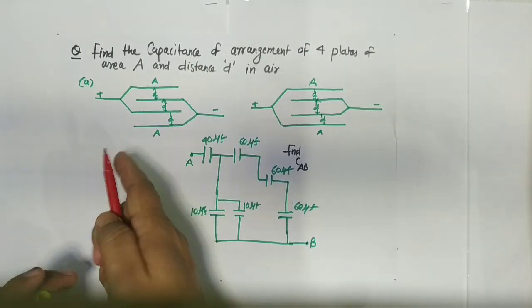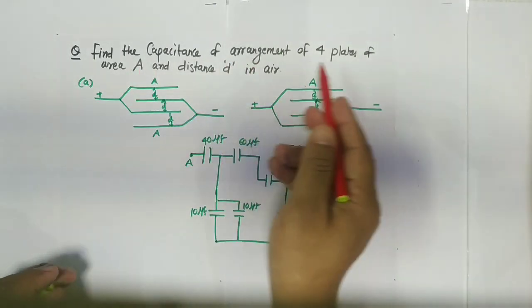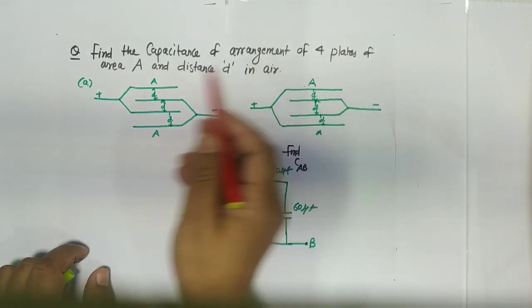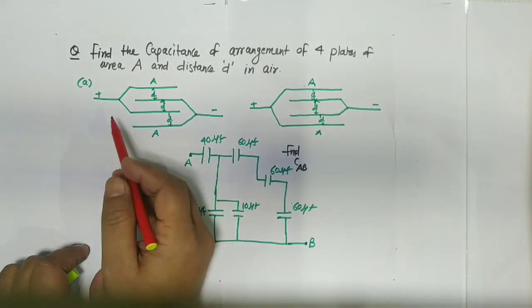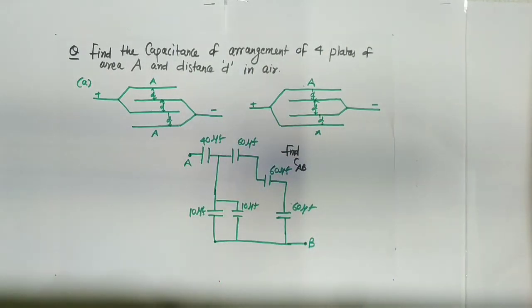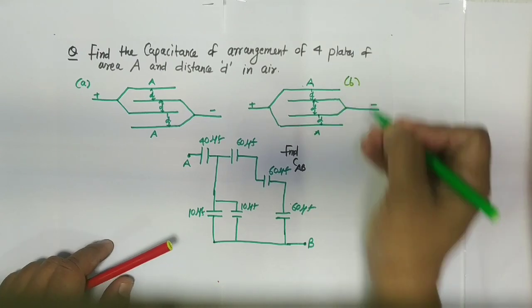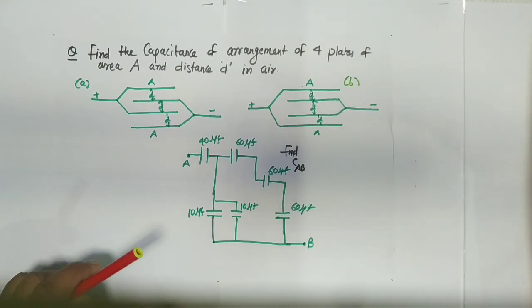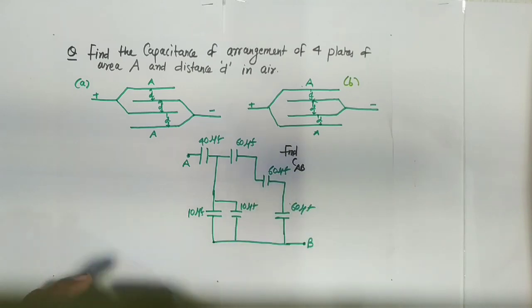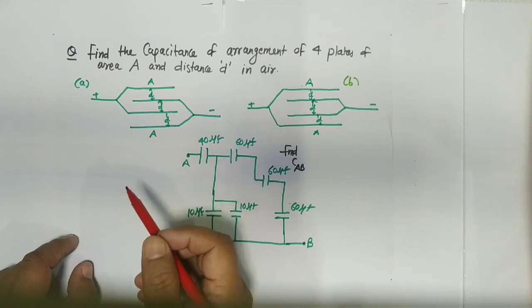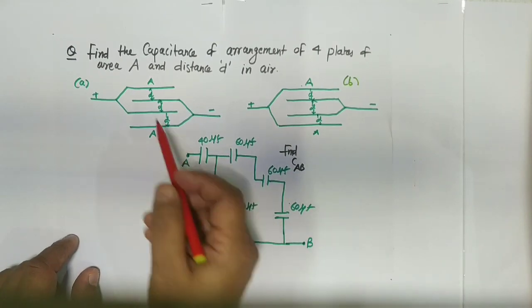Now there are three questions. Find the capacitance of an arrangement of 4 plates of area A and distance D. Two figures are given, one is A and the other is B. So we have to calculate it, and then there is another question. Find the capacitance between A and B. So how do we calculate the capacitance in this case?